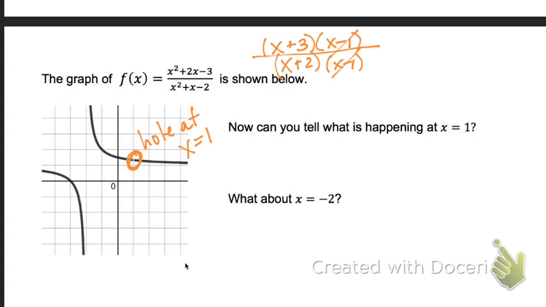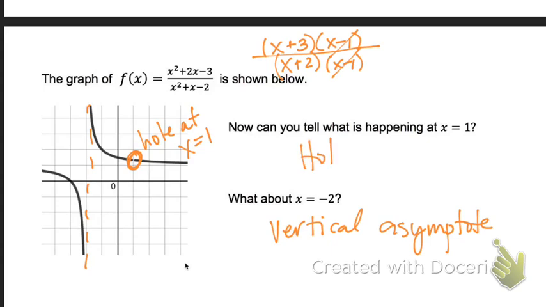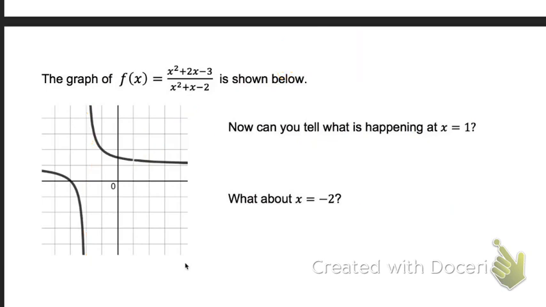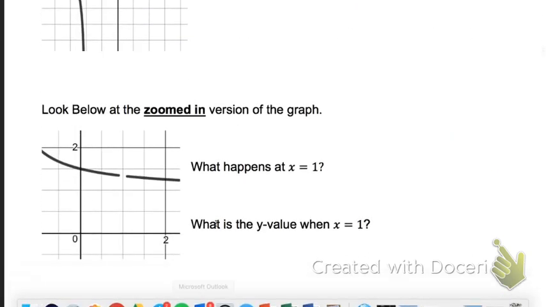There's only a vertical asymptote where? So there's a vertical asymptote here, but there's a hole here. Hole, no VA. No vertical asymptote, just a hole. So the next version is zoomed in, just to give you a better look. What happens at x equals 1, there's a hole.